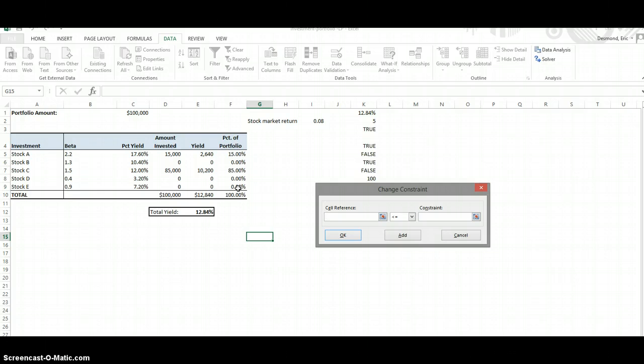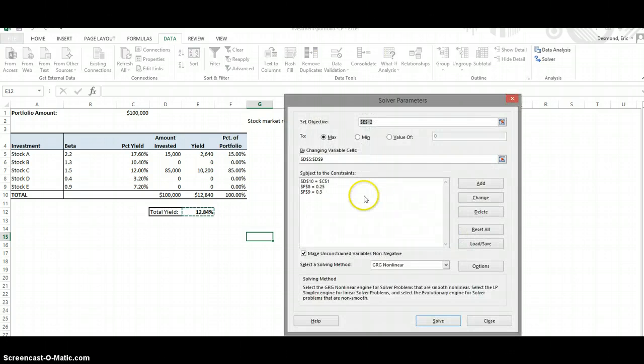Now, let's look at portfolio A. We actually will pick another one. F9. We're trying to stay middle of the road. It has to be equal to 30% of our portfolio. Hit add and then cancel. This is what we have. So 55% of our portfolio needs to be between a beta of 0.4 and 0.9. So we're trying to be very conservative here.